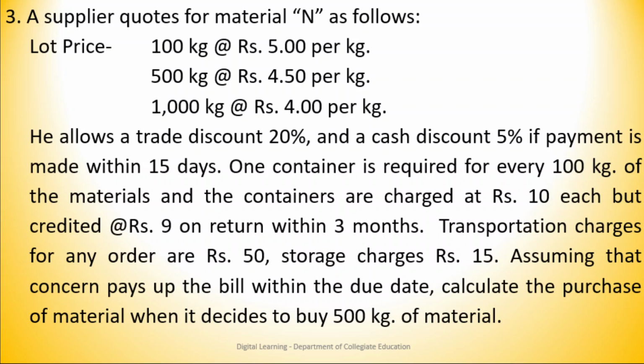Trade discount is given as 20%, cash discount is given as 5%. But please note that for the computation of purchase price of materials, we do not take cash discount as it is a financial item. Container cost is given. Once again, for every 100 kg, we require one container. The cost of container is rupees 10 each. But if you return the container, rupees 9 would be credited. Transportation charges are 50 for any order and storage charges are 15.